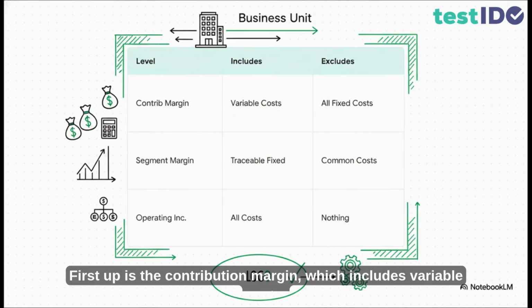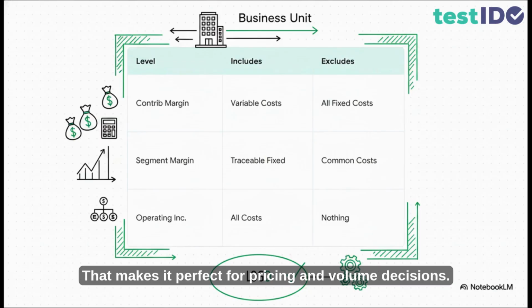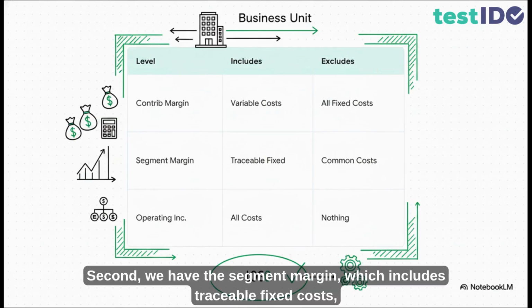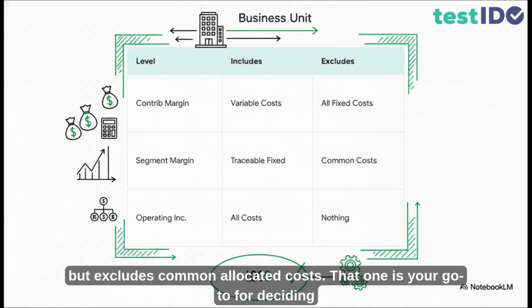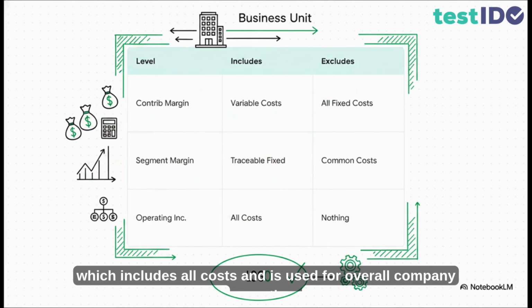First up is the contribution margin, which includes variable costs but excludes all fixed costs. That makes it perfect for pricing and volume decisions. Second, we have the segment margin, which includes traceable fixed costs but excludes common allocated costs. That one is your go-to for deciding whether to keep or drop a unit. And finally, operating income, which includes all costs and is used for overall company reporting.